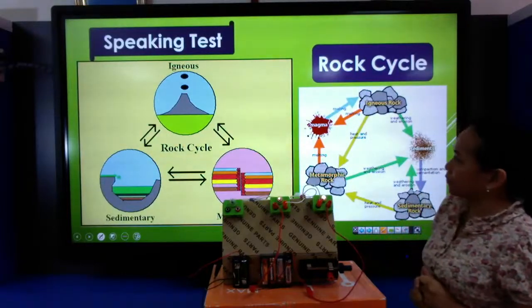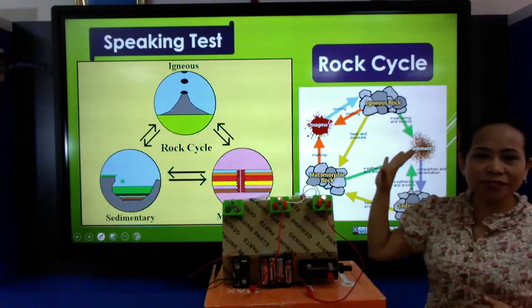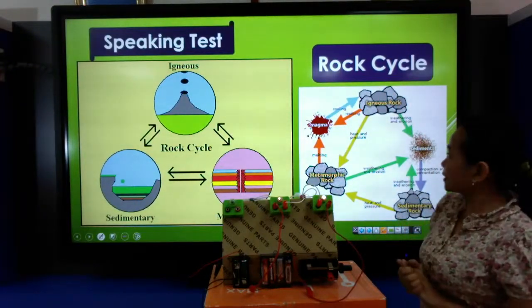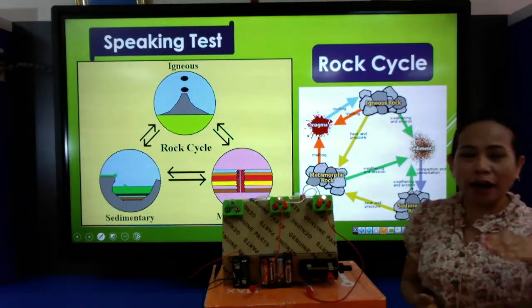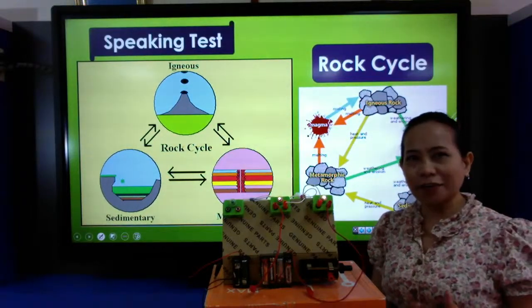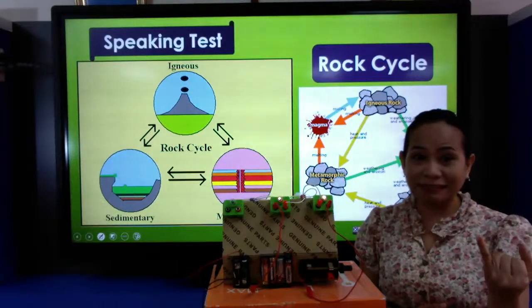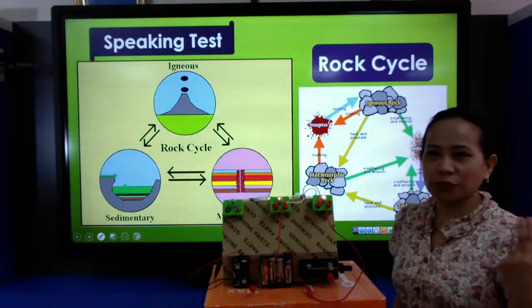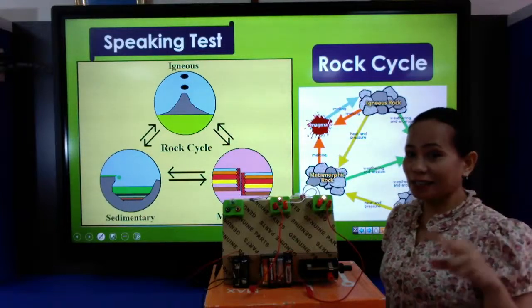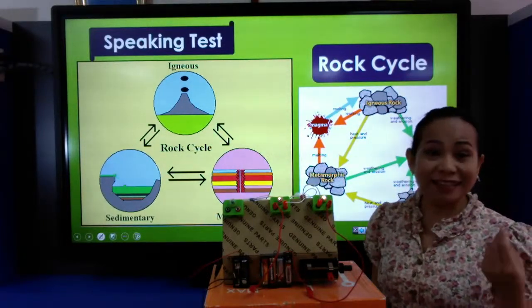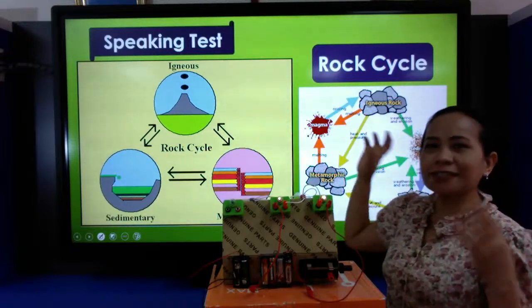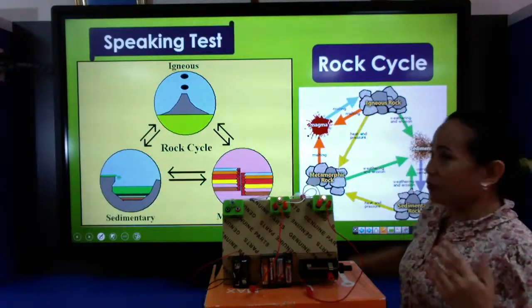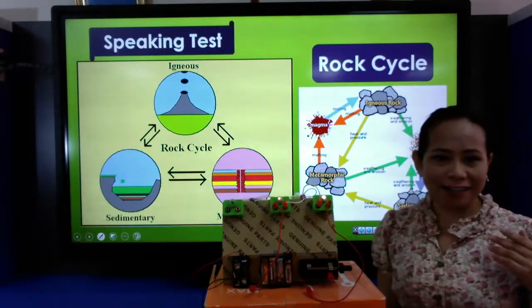If you choose the rock cycle, you're going to explain about the cycle of the rock. For example, in sedimentation, how sedimentary rocks form. Of course, we have the basics: weathering and erosion, and the two factors why rock becomes metamorphic, which are pressure and heat. Please prepare 5 sentences or more to explain about the rock cycle.